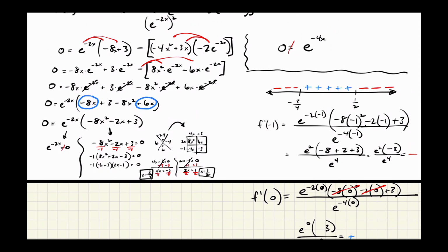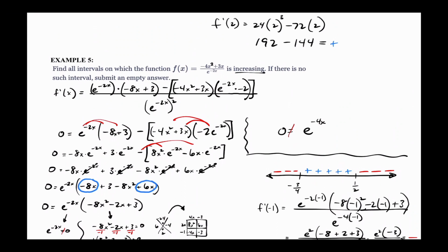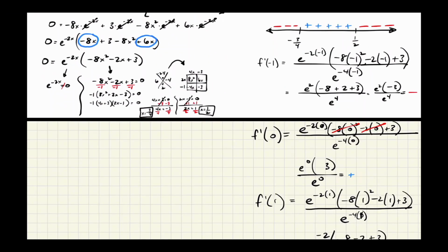All right. So they want to know where it's increasing. f of x is increasing from negative 3/4 to 1/2.